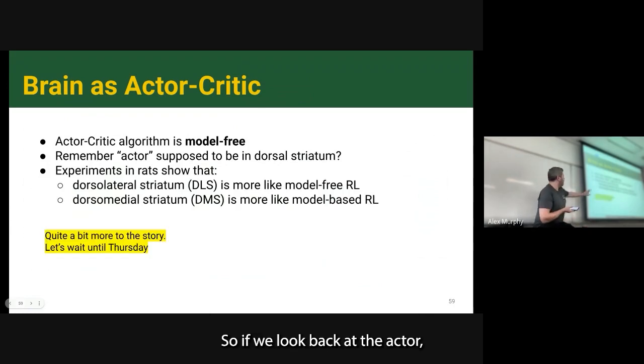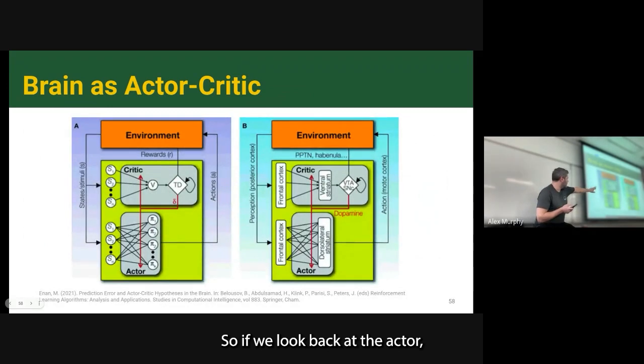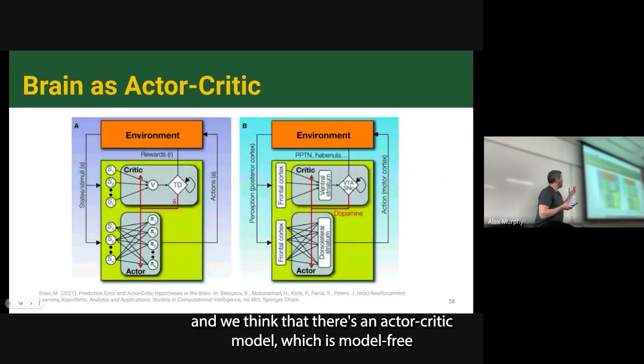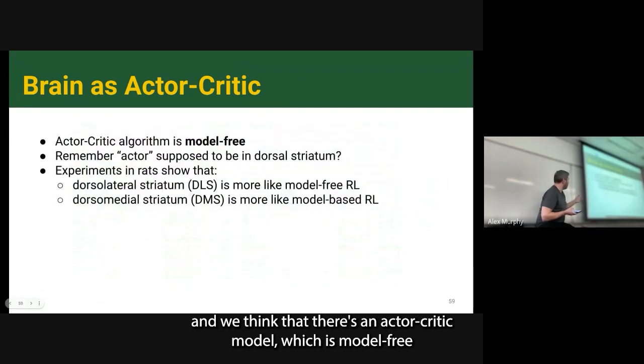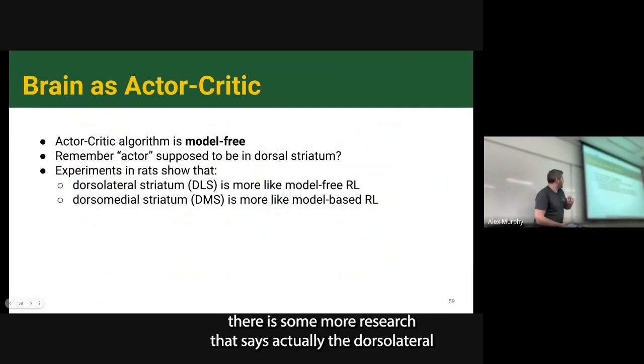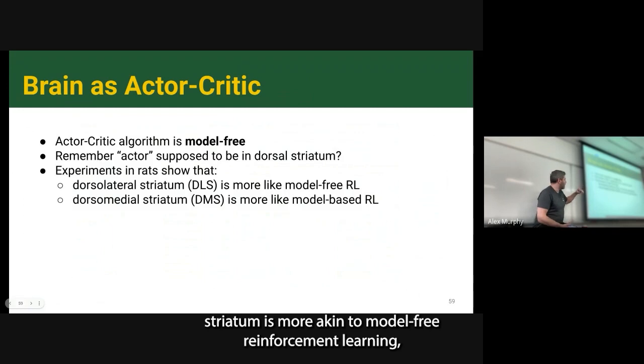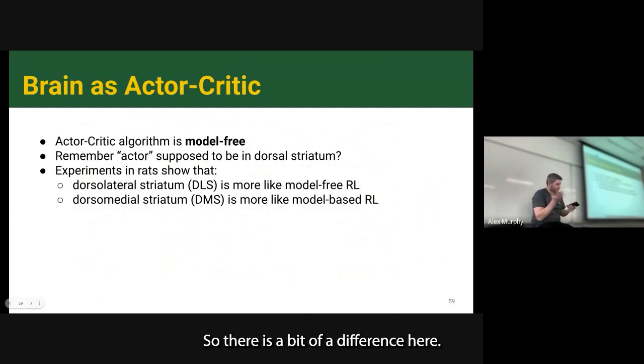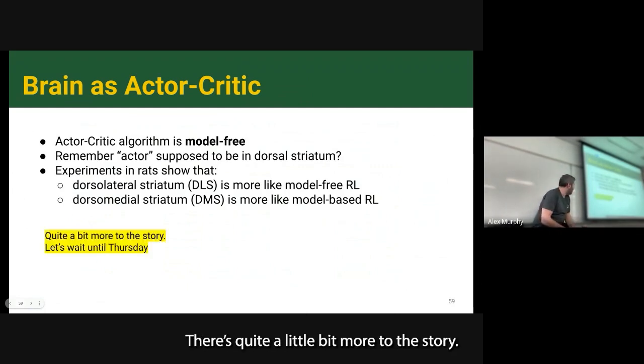So if we look back at the actor, which is supposed to be the dorsal striatum, and we think of the brain as an actor-critic model, which is model 3, there is some more research that says actually the dorsolateral striatum is more connected to model 3 reinforcement learning, whereas the dorsal medial striatum is more like model-based RL. So there is a bit of a difference here. There's quite a little bit more to the story.